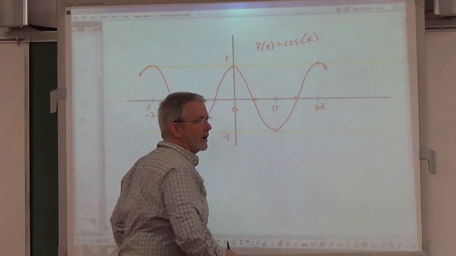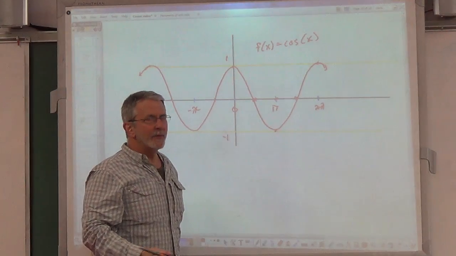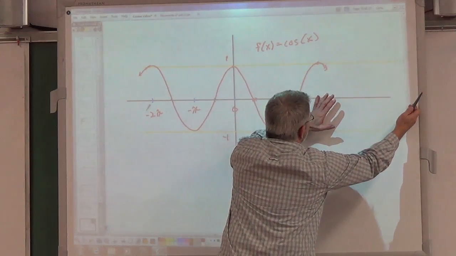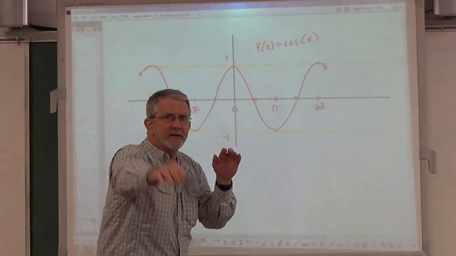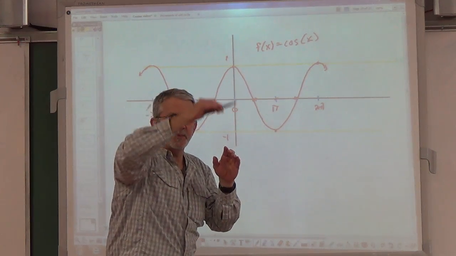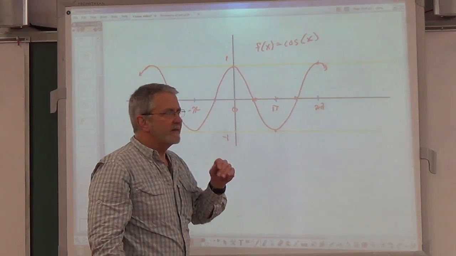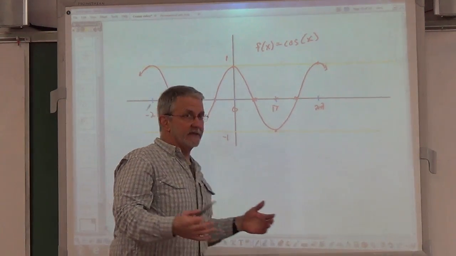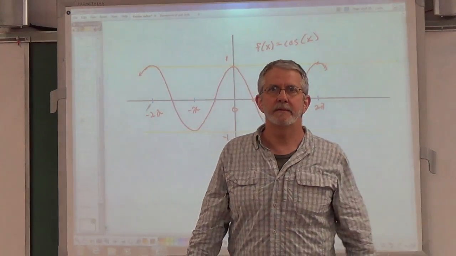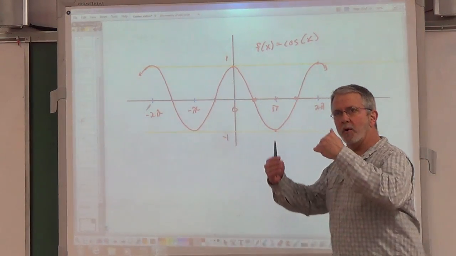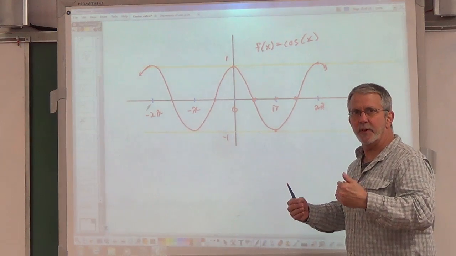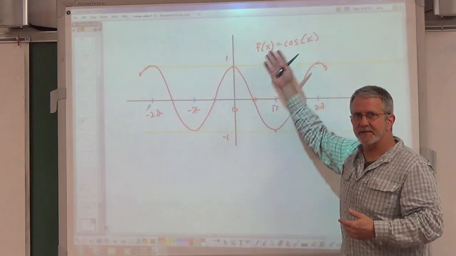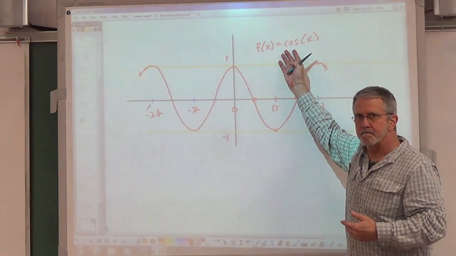And what happens with our cosine graph? We see one time around the unit circle, another time around the unit circle. What happens to the x values? They just continue to repeat. They follow the same period. Hence the word periodic function. And how long does it take for these x values to begin to repeat? 2 pi, hence the period of cosine is 2 pi.